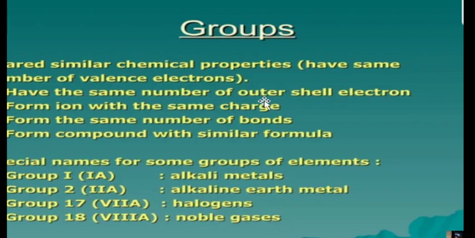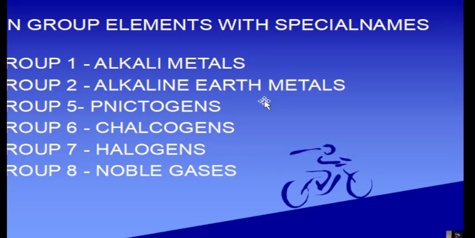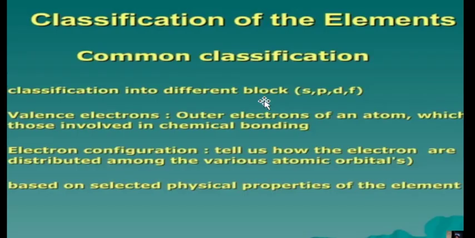Now, there are popular groups of the periodic table, or groups with special names, and those include your group 1, which is found in column 1, the alkali metals, group 2, the alkaline earth metals, group 5, which are the pnictogens, found in column 15, group 6, which is found in column 16, the chalcogens, group 7, which is found in column 17, the halogens, and finally you have your group 8, group 0, or your column 18 elements known as the noble gases.